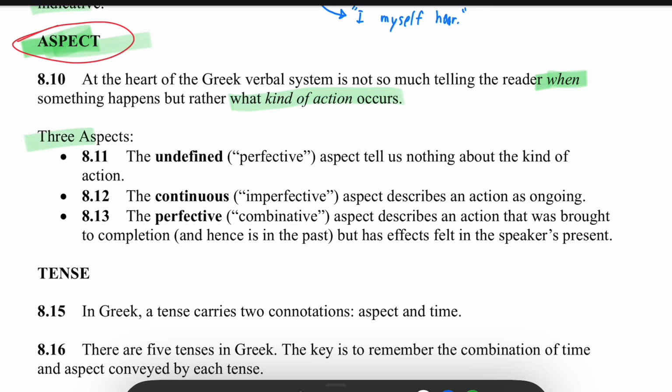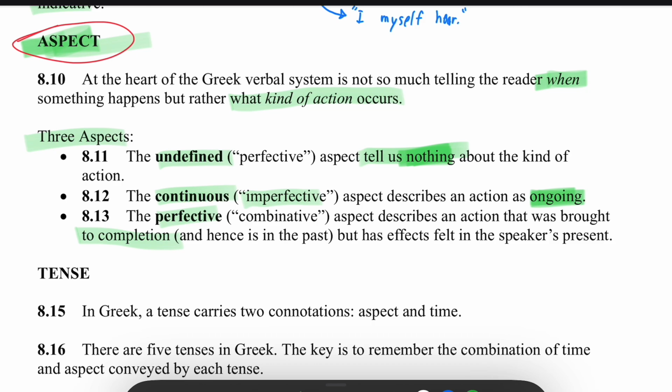So the three aspects are undefined, continuous and perfective. The undefined or perfective aspect tells us nothing about the kind of action. The continuous or imperfective aspect describes the action as ongoing. This idea of imperfectivism is not brought to perfection, it's not brought to completion. And then we have the perfective or combinative aspect, and that describes an action that was brought to completion.